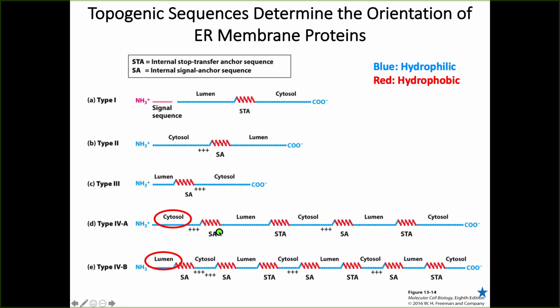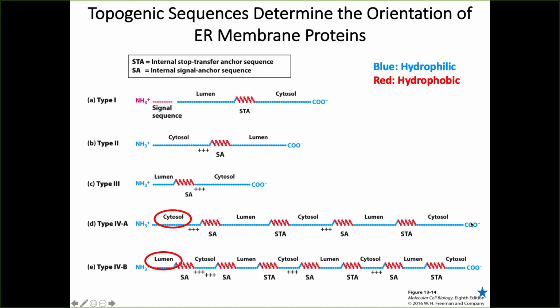And type 4A, 4B is the same process. There is no difference with that. If you have the plus sequences before the signal anchor sequence, it's ending up in the cytosol, and then it's going with the stop transfer anchor sequence. Again, another signal anchor sequence. Before that, you have a plus charge, and it's ending up in the cytosol. And so on, it will go on.